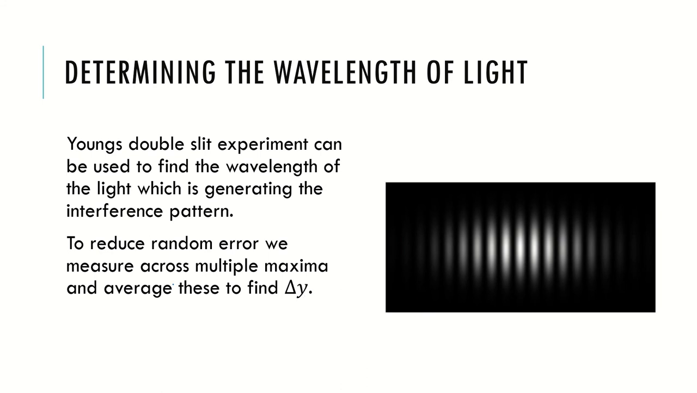But in order to reduce random error, what you actually would do in an experiment is you would measure across multiple, because it's a bit hard to define exactly where the center point is. So if you measure across multiple and then divide by how many you've gone across, you can find delta y, and that's going to reduce the effect of random errors.